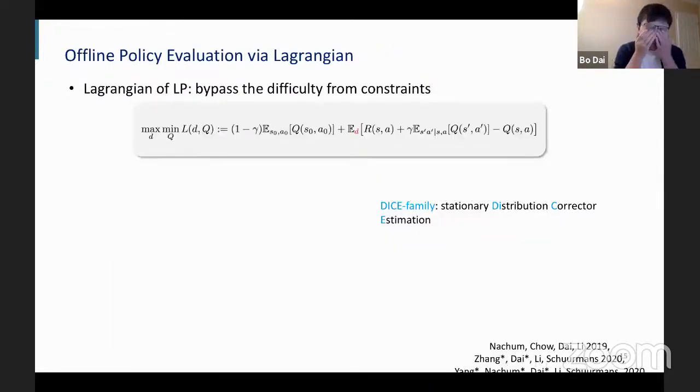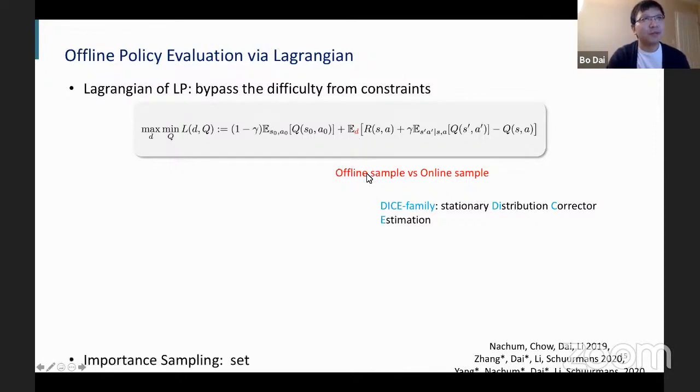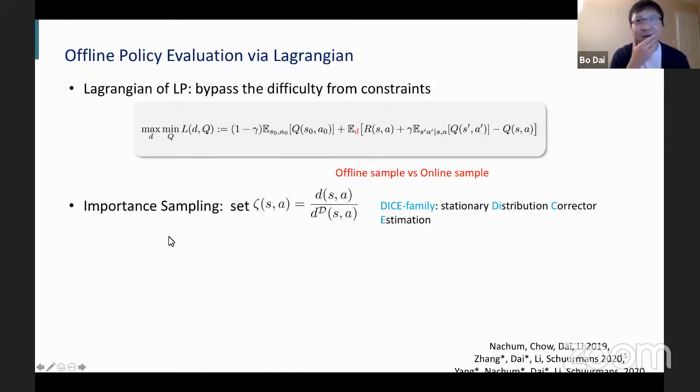Actually, we introduce the Lagrangian part. By Lagrangian, you eventually represent the constraint as an expectation, this part. But there's still one more step, because this is an expectation with respect to the on-policy sample, and we don't have any samples from there. Remember, we only have the offline samples. But don't worry, IPS gives us a very good idea, which is to use importance sampling. But we don't use importance sampling with respect to the policy itself. We use importance sampling with respect to the stationary distribution.